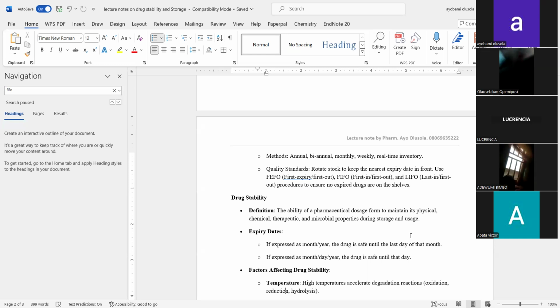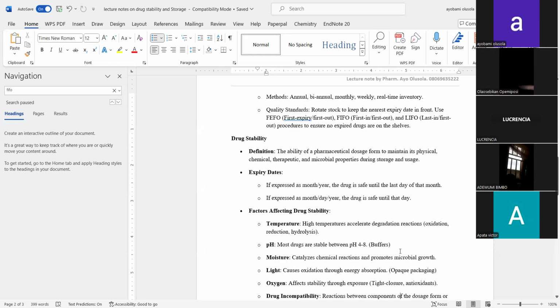So shelf life is the period between the manufacturing date and the expiry date. And from the name, shelf life, it just means the period of time the drug can spend on the shelf, after which you have to remove it and discard appropriately. So what are the factors that affect the stability of medicines, of drugs?